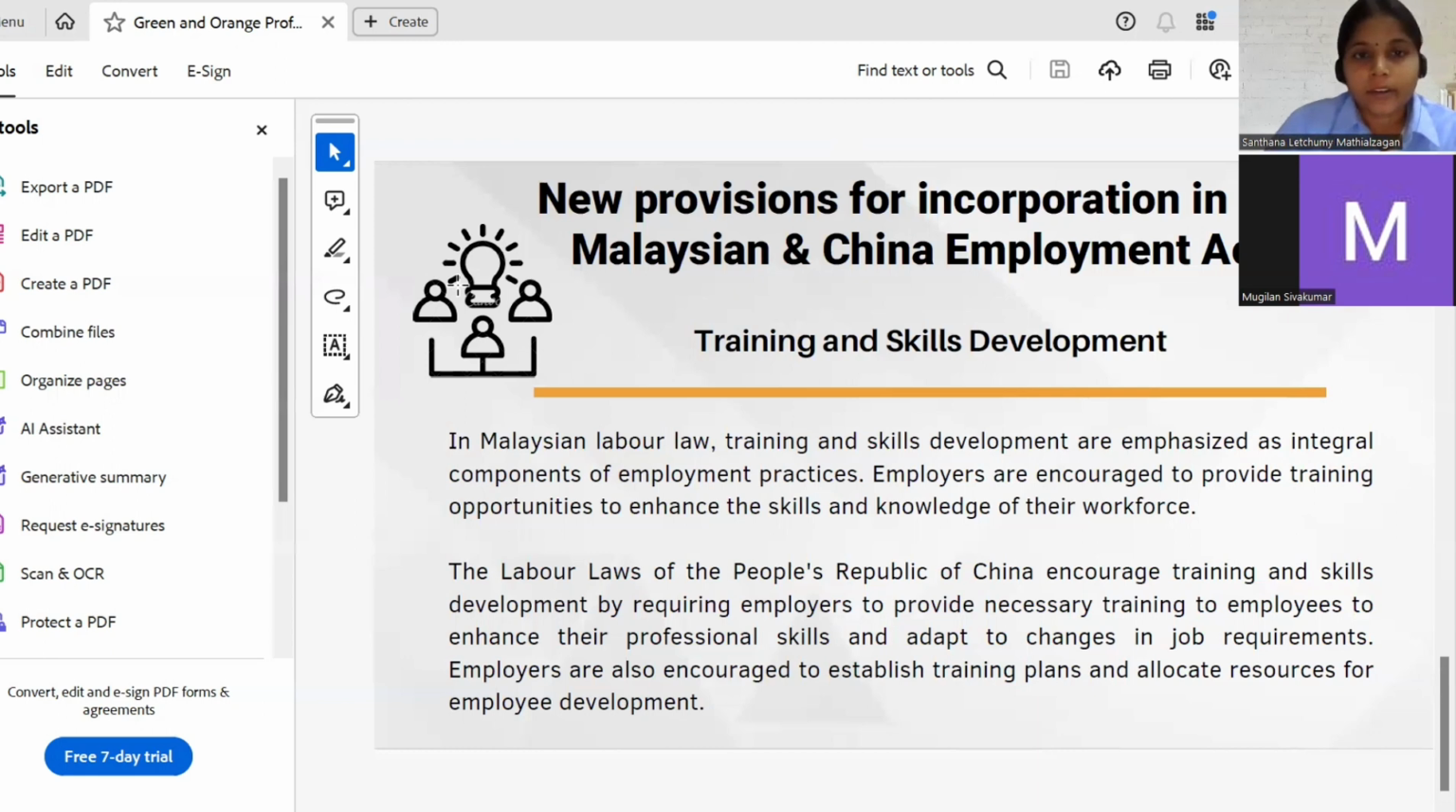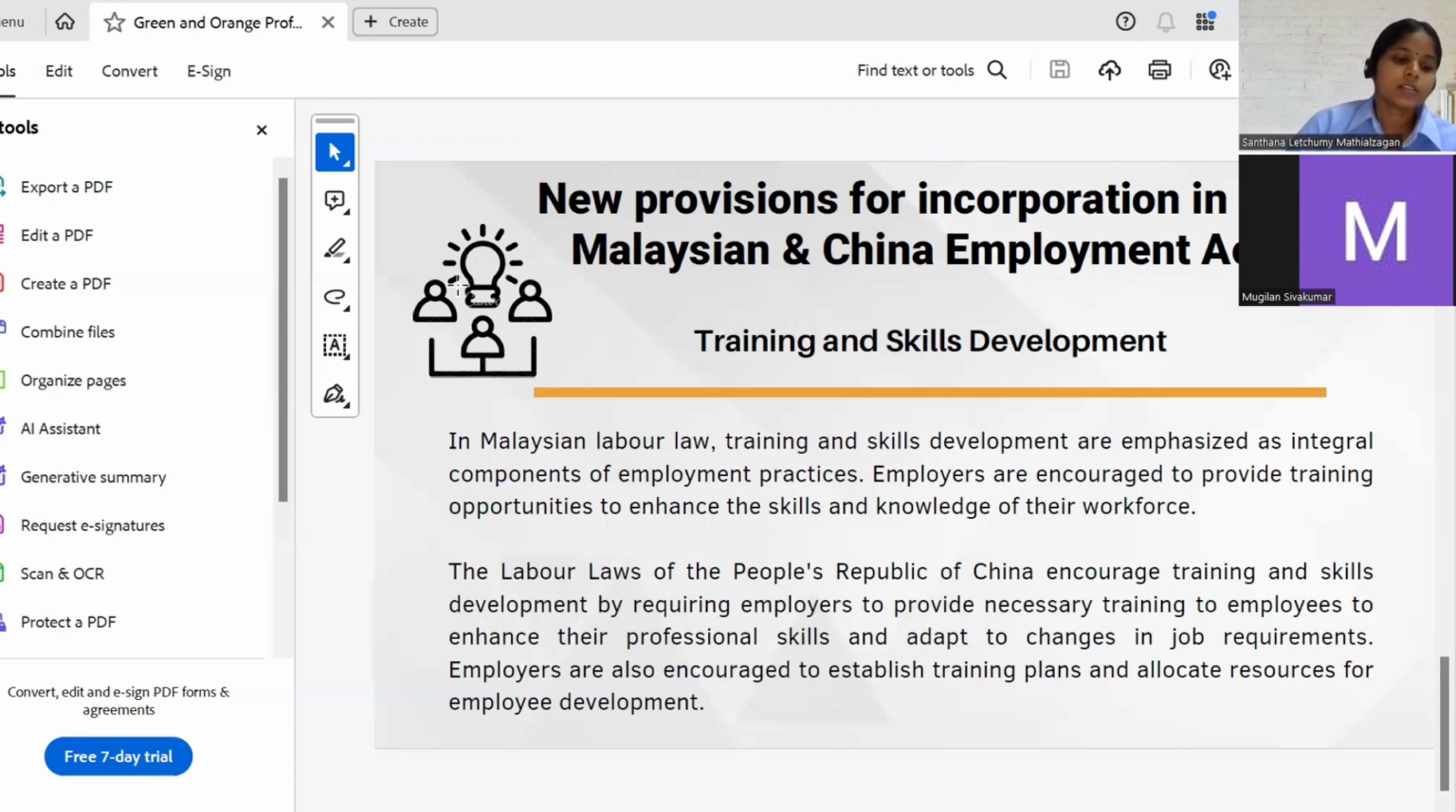So the final provision for incorporation in the Malaysian and China Employment Act is training and skills development. In Malaysian labor law, training and skills development are emphasized as integral components of employment practices. Employers are encouraged to provide training and opportunities to enhance the skills and knowledge of their workforce. While specific provisions may vary, promoting training and skills development is seen as critical for fostering productivity, competitiveness, and career advancement within the Malaysian workforce.